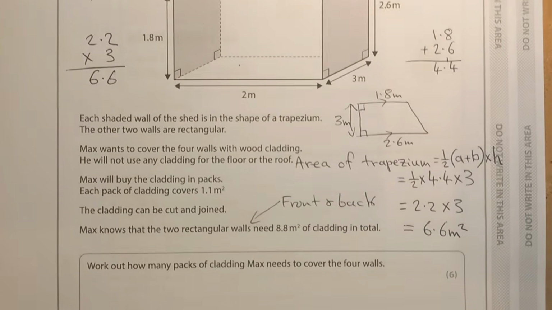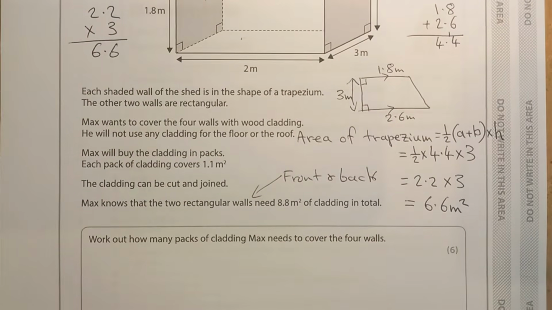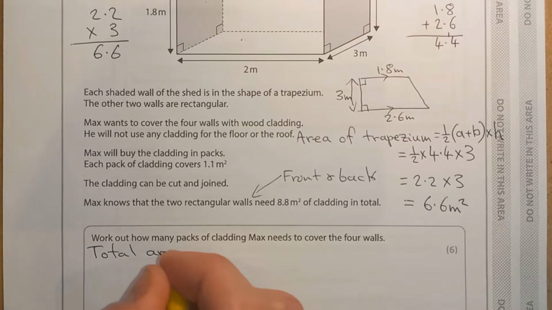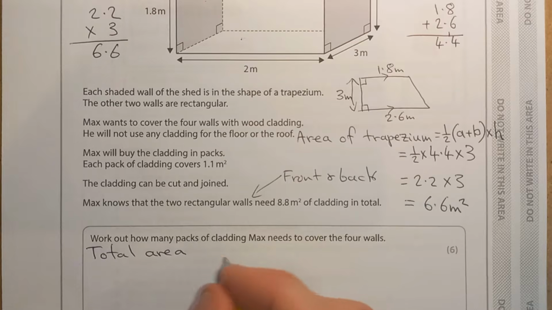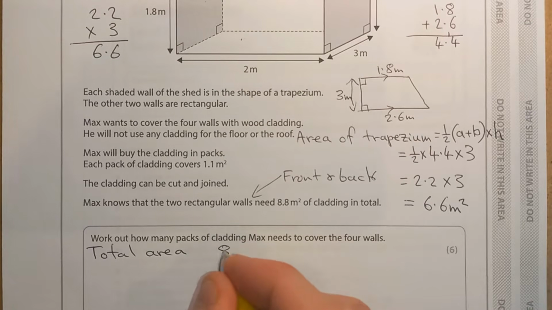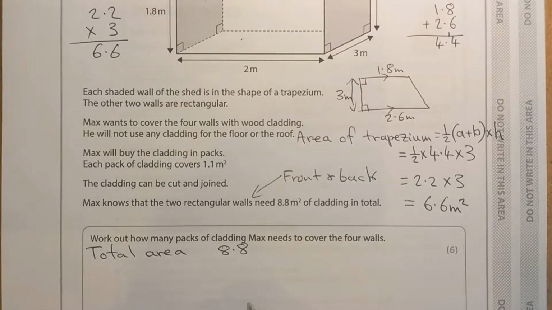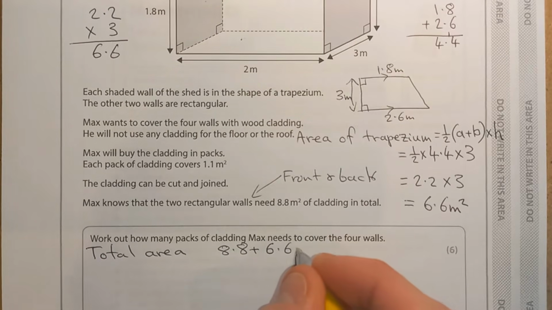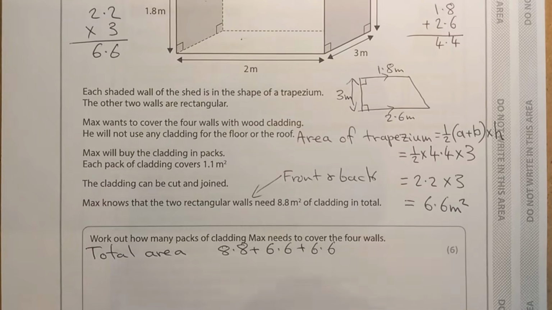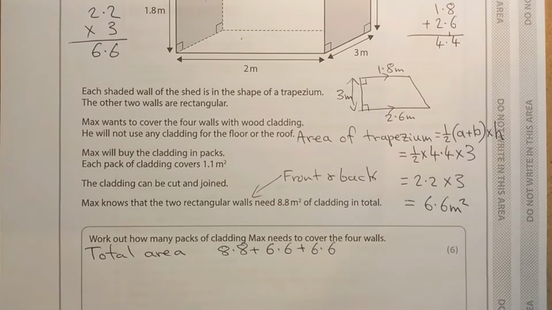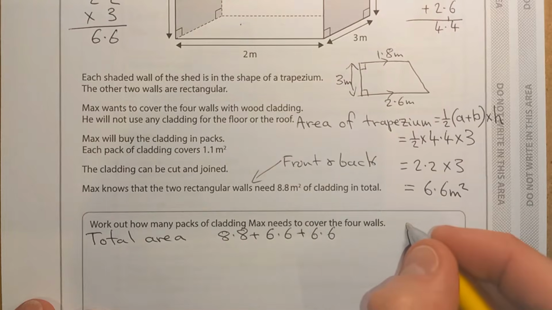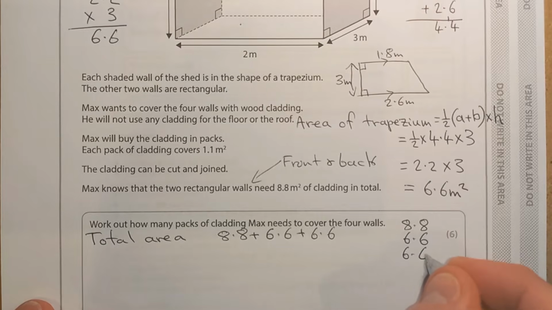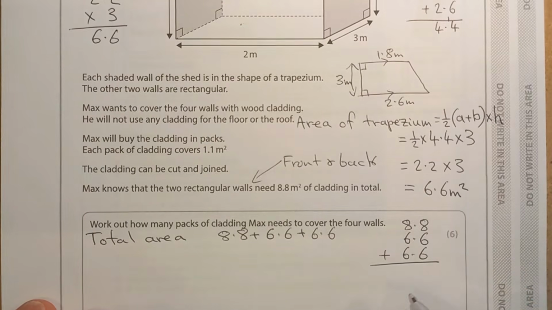Okay, now I'm going to shift this all up. Right, so we want the total area. Well, we've got the front and the back are 8.8 meters squared. Then we've got one side, which is 6.6. Then we've got the other side, which is another 6.6. Okay, so 8.8, 6.6, 6.6, 6.6, and we're adding those all together.